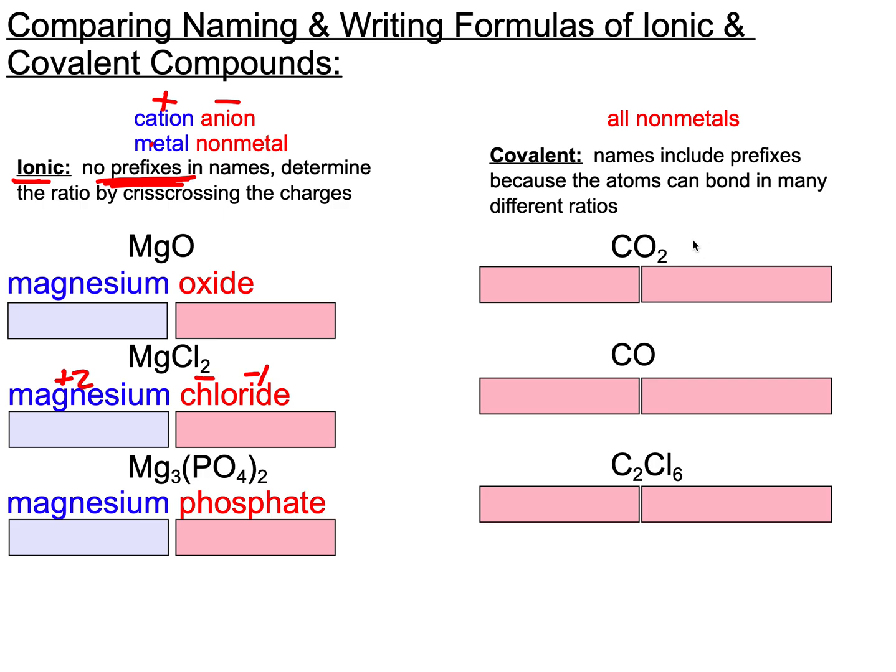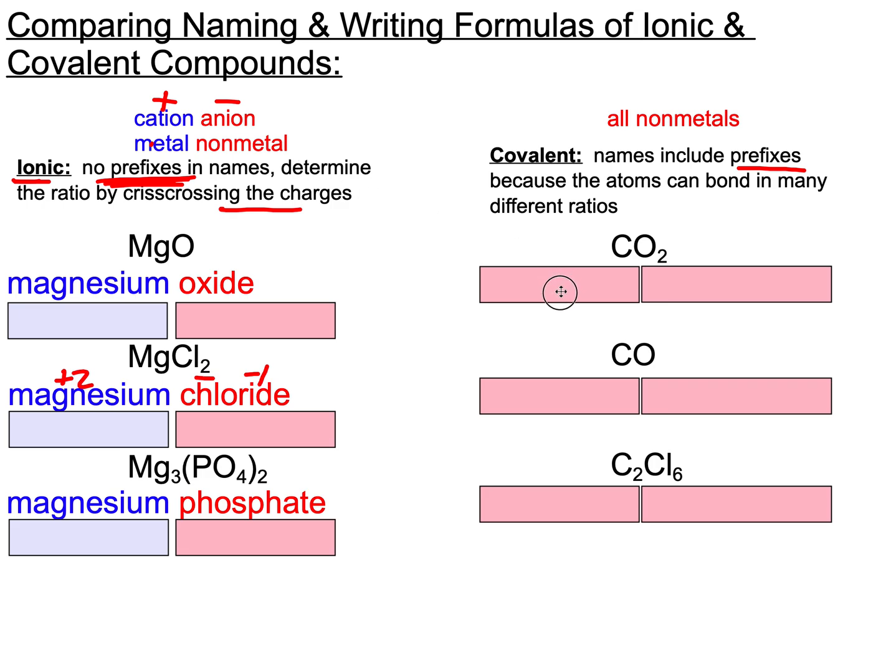So how do we name these guys? Well, we have to use prefixes. And the reason we have to use prefixes is that these guys can bond in many, many different ways, in many different ratios, with the same elements. So we need prefixes to tell us what they're going to do. The ionic compounds, we know what they're going to do. As soon as you know the charges, you crisscross them, you know what the formula is going to be. Covalent could be creative. Carbon wants to bond with oxygen. Well, maybe it does so on a 1:2 ratio. Maybe it does so on a 1:1 ratio. Who knows? We need prefixes to tell us what they're going to do.